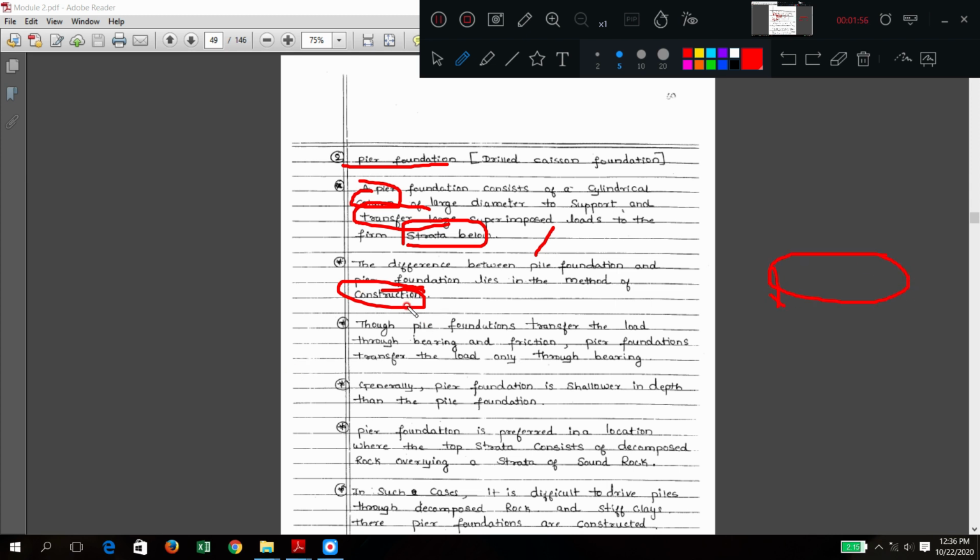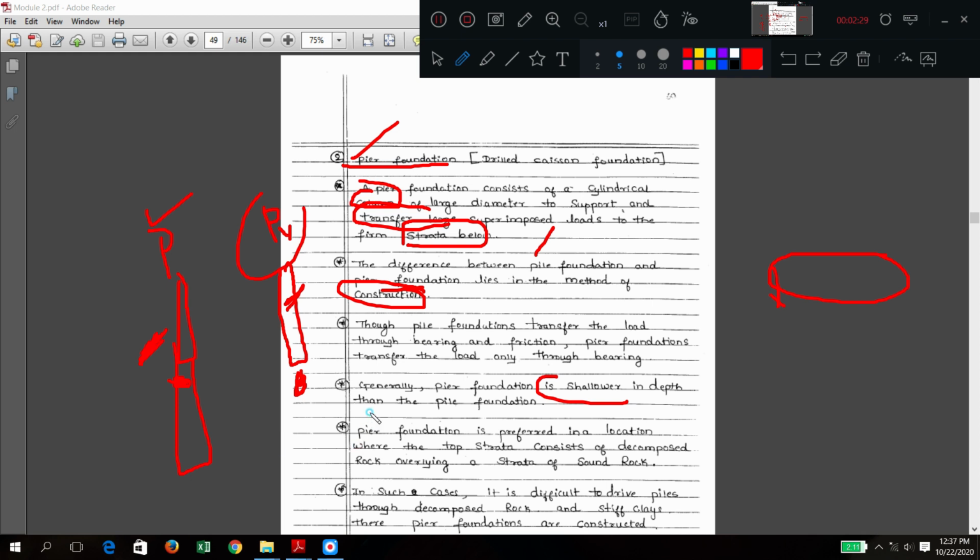The major difference is that a pile foundation transfers the load using end bearing as well as side friction. But in pier construction, the load transfer takes place only through end bearing. Here bearing is there as well as friction is also there. That is the major difference between pier foundation and pile foundation. Generally piers are lesser in depth, piles are larger in depth. That is very important.